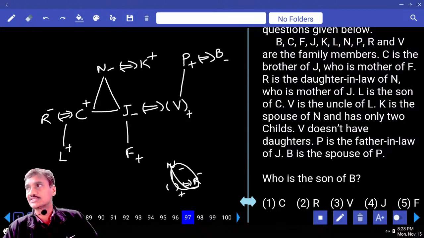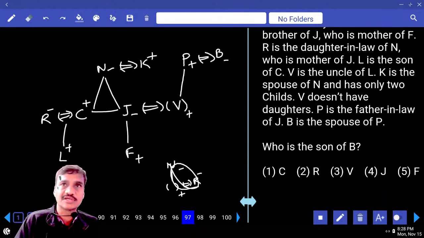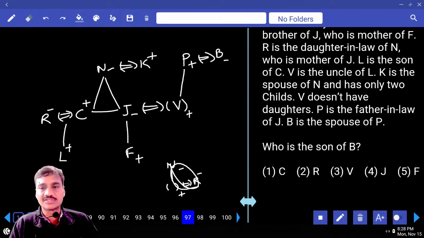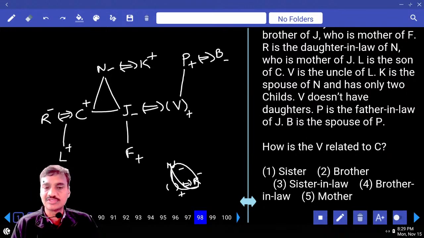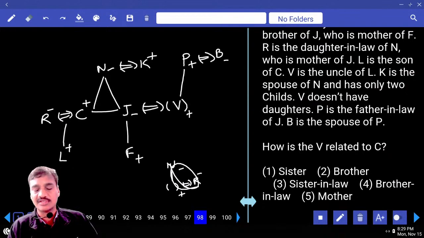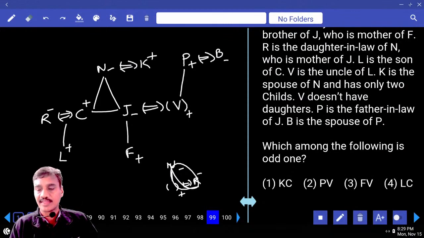97. Who is the son of B? Now tell me who is the son of B here? B's son is V, choice 3, 97. And how is V related to C? C's sister's husband. Sister's husband is brother-in-law, choice 4, 98.